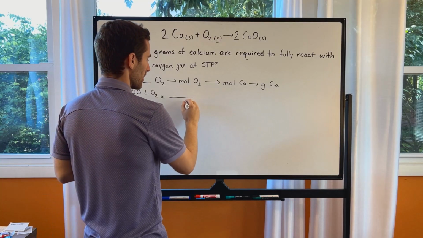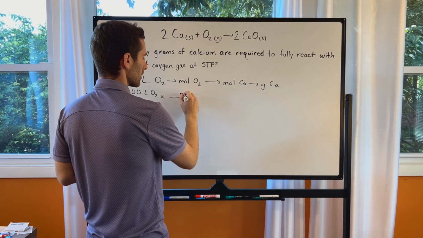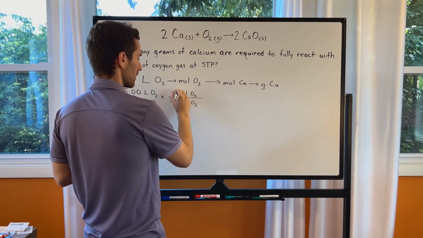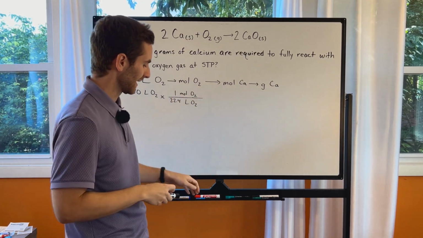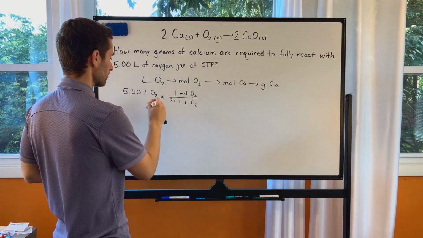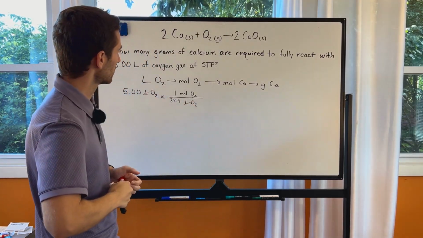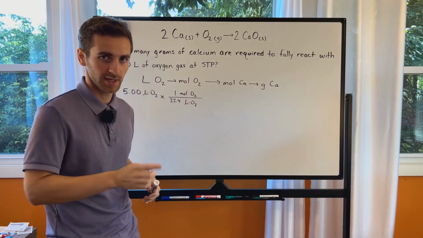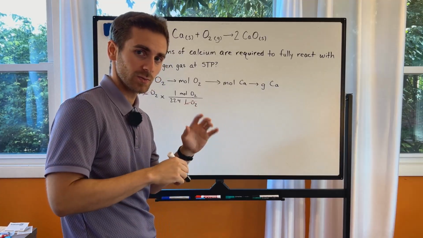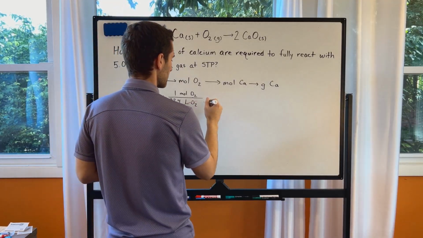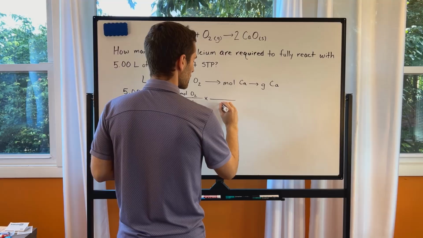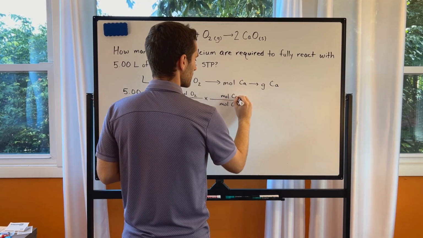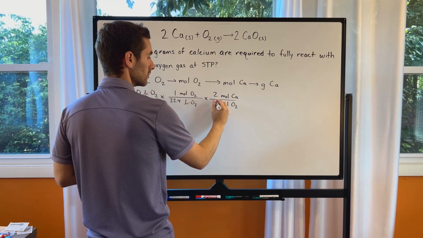So liters on the bottom, moles on top, and again there are 22.4 liters in 1 mole of a gas at STP. Again, we can only use this when we are at STP, but we are for this. In my next video, I'll cover how to do it when we're not at STP. And then the mole to mole conversion, moles O2 on the bottom, moles calcium on top, 2, 1.